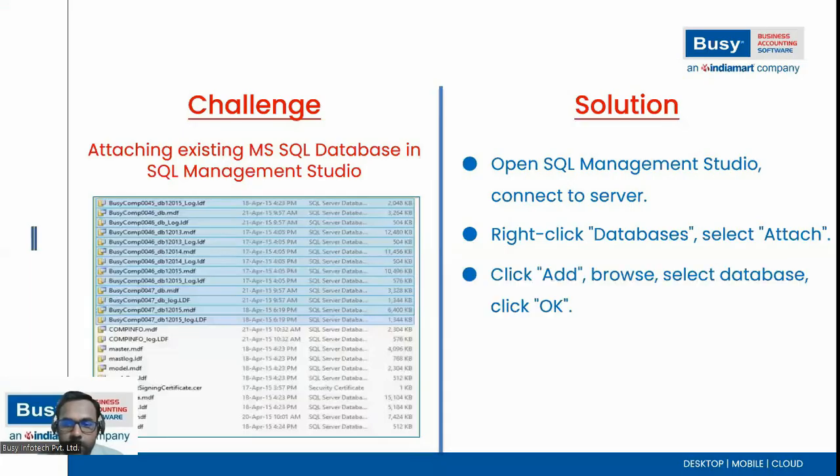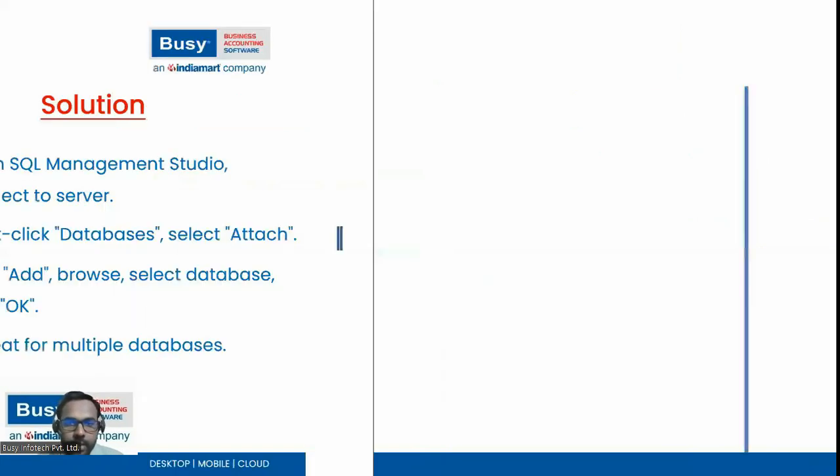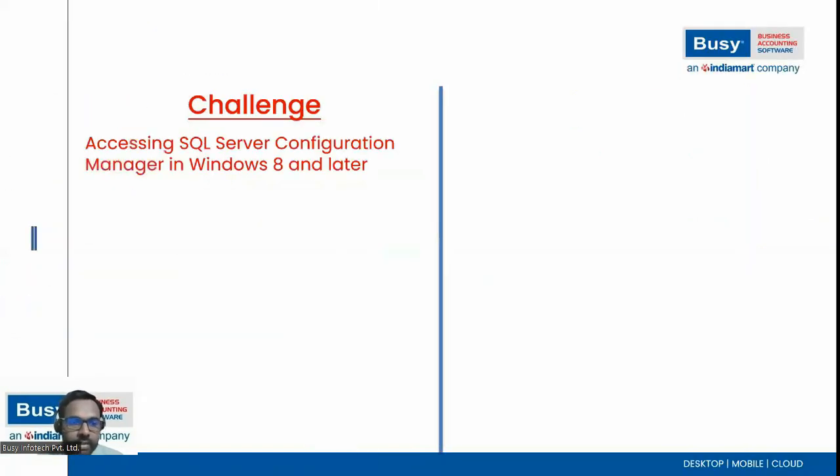If you have multiple databases to attach, you have to select them one by one, companies 3, 4, 5, 6, code number wise, and attach them. The next challenge you might face is accessing the SQL Server Configuration Manager in Windows 8 and later. Now I directly search SQL like that, so I get this Server Configuration Manager.